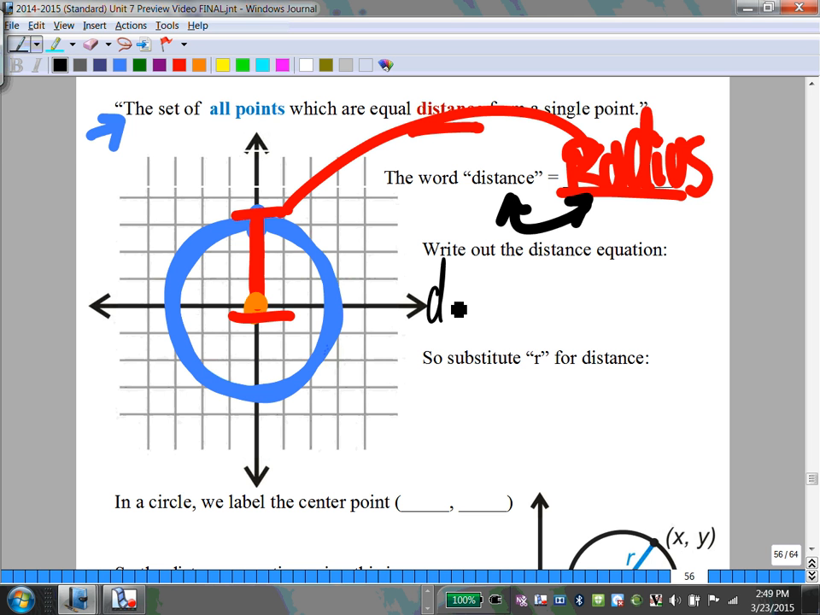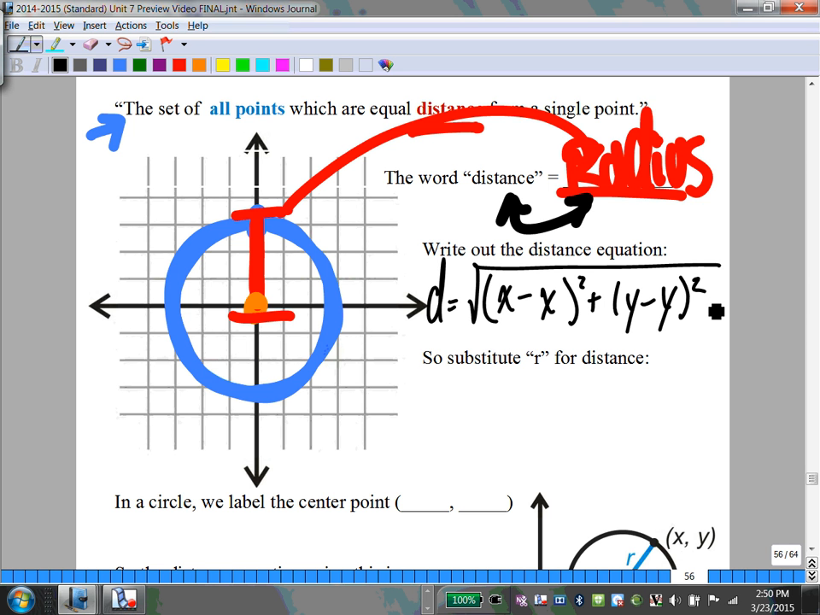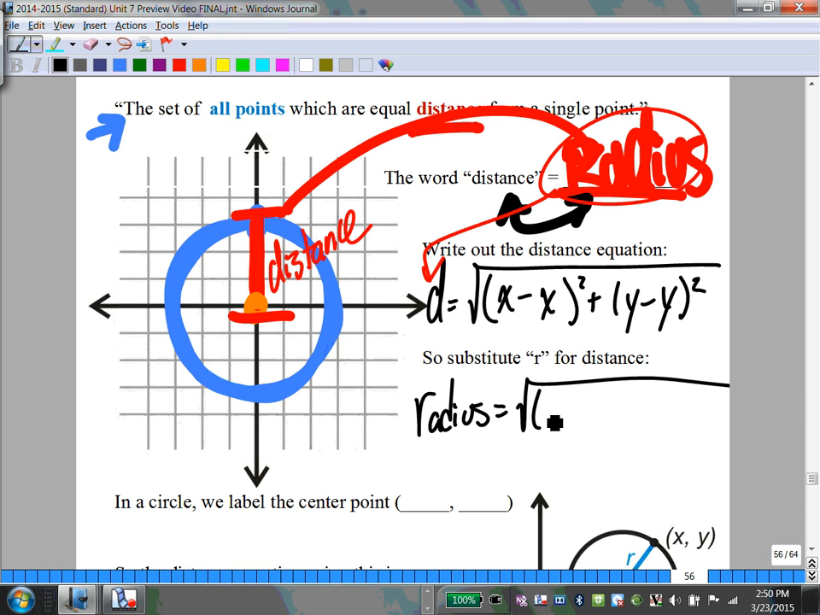Let's write out the distance equation. Distance equals giant square root, subtract the x's squared, subtract the y's squared. That's a distance equation. Now we just learned in a circle, distance can be swapped out with the word radius. So we're going to write it like this now. Radius equals giant square root x minus x squared, y minus y squared.